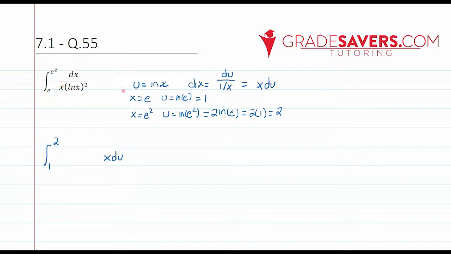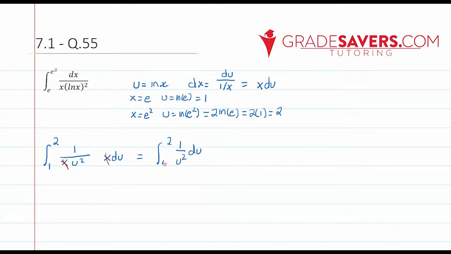And x cannot be replaced by u or dx, so we're going to have an x in the denominator, so 1 over x. And ln x squared becomes u squared. And we notice once we plugged all of this in, this x and this x cancel out. Alright, so let's move forward. This simplifies the integral into the integral from 1 to 2 of 1 over u squared du.